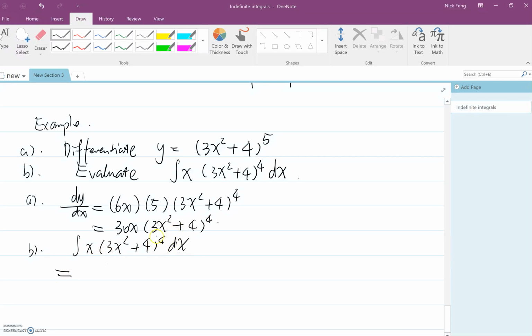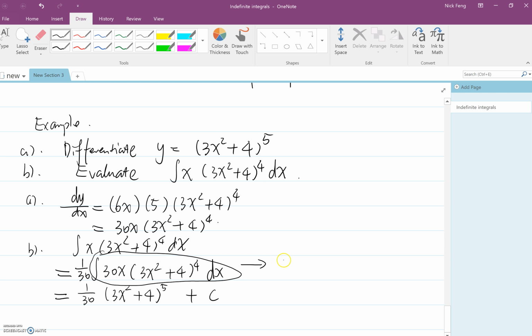Unfortunately, this is not exactly the same as what we got in part A, so we will make it the same. You can't just change the question, however. You need to multiply 1 on 30 at the front to balance the 30 we just made up for the result in part A. And in this case, now you can simply change the question back into what we got before, because this part will give you this.